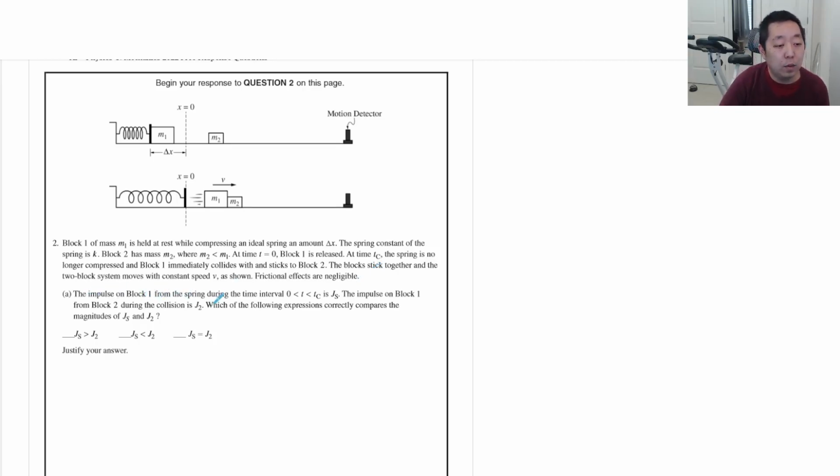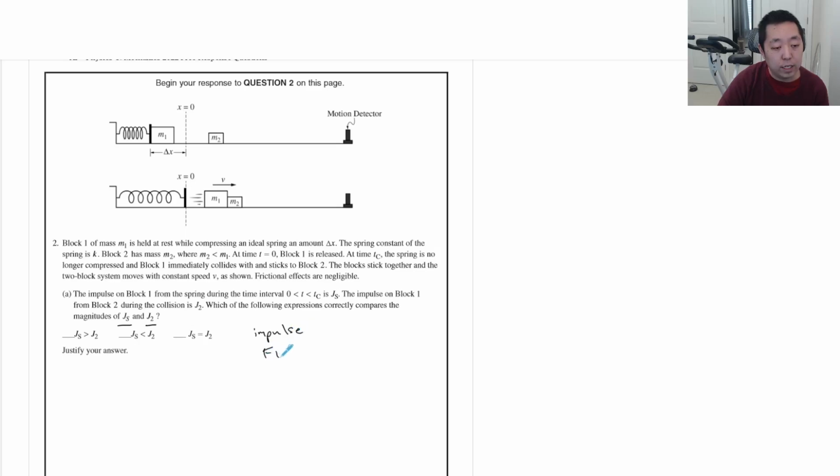The impulse on block 1 from the spring during the time from 0 to t is Js. The impulse on block 1 from block 2 during the collision is J2. Which of the following expressions compare the magnitudes of Js and J2? Actually, this one's different. So this is the impulse from the spring during the interval, and here's the impulse on block 1 from block 2 during the collision with J2. Which of the following?